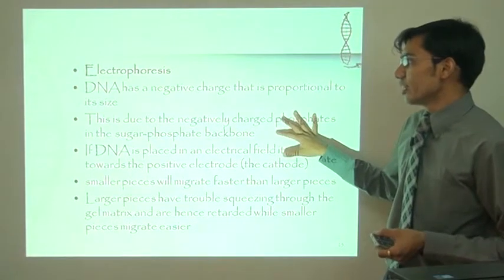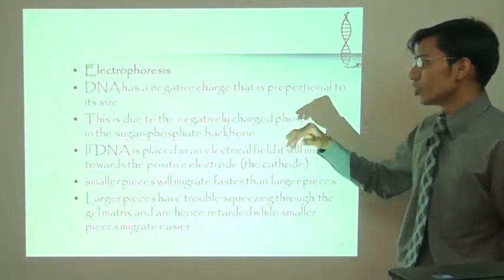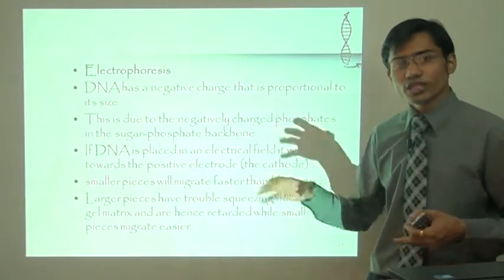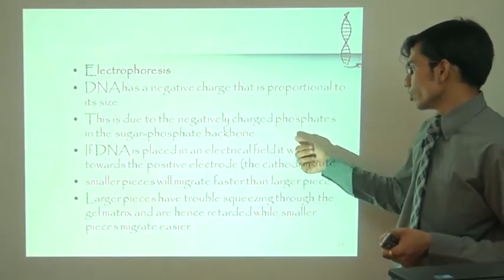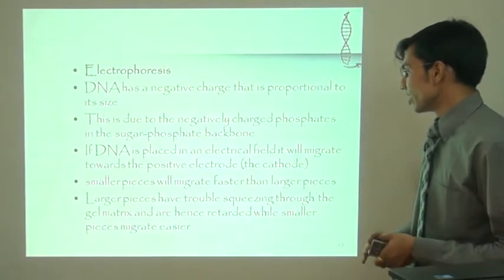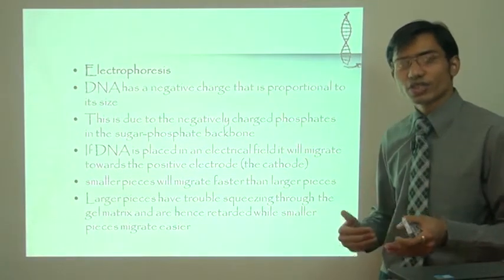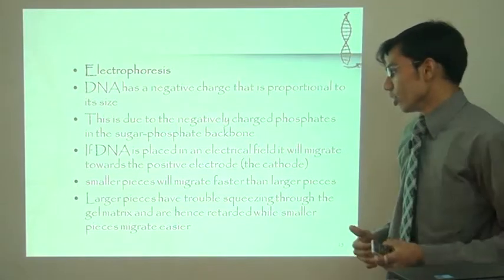One more property of DNA is that it shows electrophoresis. DNA has a negative charge that is proportional to its size. The higher the DNA size, the more negative charge is present on the DNA due to the phosphate moiety. This is due to the negatively charged phosphates in the sugar phosphate backbone. If DNA is placed in an electric field, it will migrate towards the positive electrode. Of course, it has a negative charge, so it will be attracted to the positive electrode.